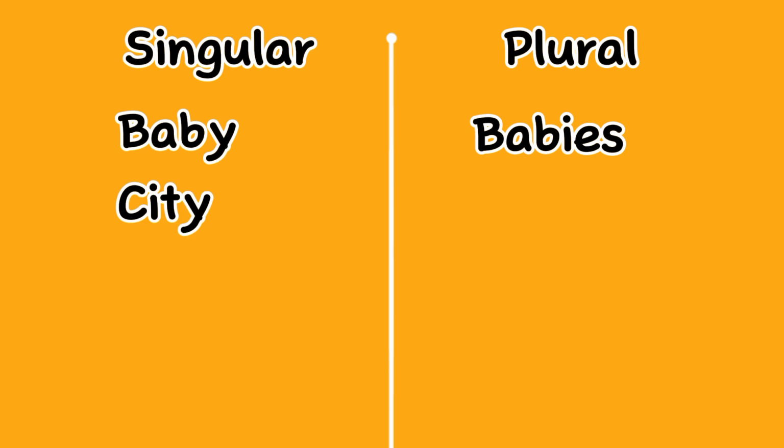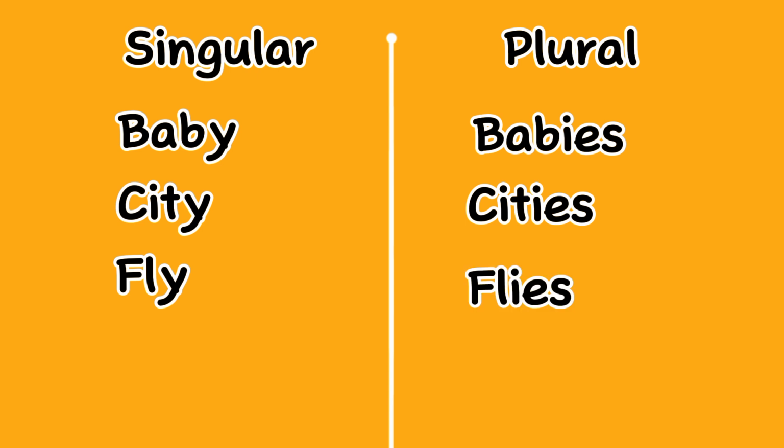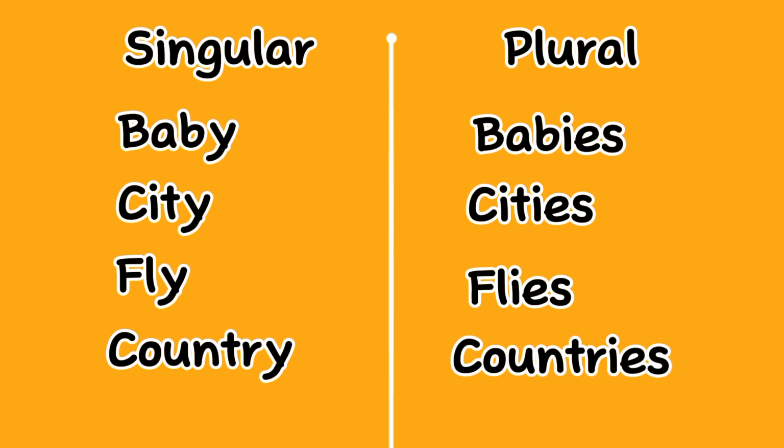City. Remove the Y and add IES, you have cities. Fly. Remove the Y and add IES. 1 fly, 5 flies. Country. Remove the Y and add IES. So 1 country, 5 countries.